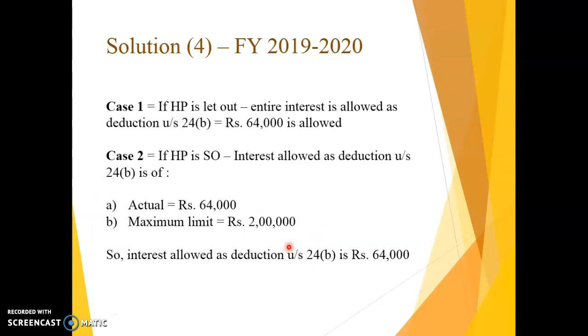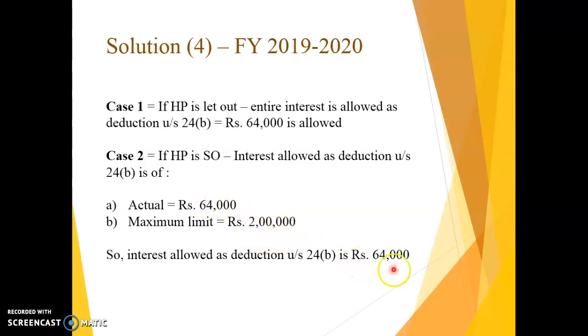Now case 1. If your property is let out, then the entire interest is allowed as deduction. So the entire 64,000 will be allowed as deduction. But in case your house property is self-occupied, in this case it is allowed as the least of the actual, which is your 64,000, and the maximum limit. I am assuming all the other conditions are satisfied. So it is 2 lakh rupees.